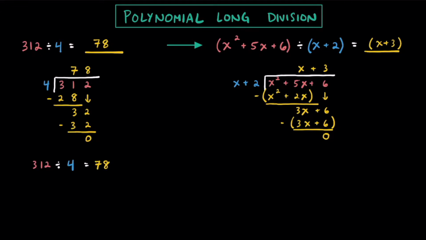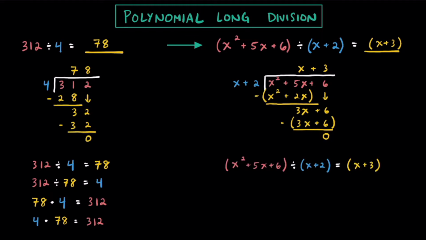From this division problem, if we know that 312 divided by 4 is equal to 78, then it should also make sense that 312 divided by 78 is equal to 4. If that's true, then 78 times 4 is equal to 312, and we can also say that 4 times 78 is equal to 312. If that makes sense, let's try to see how that works with the polynomials now.